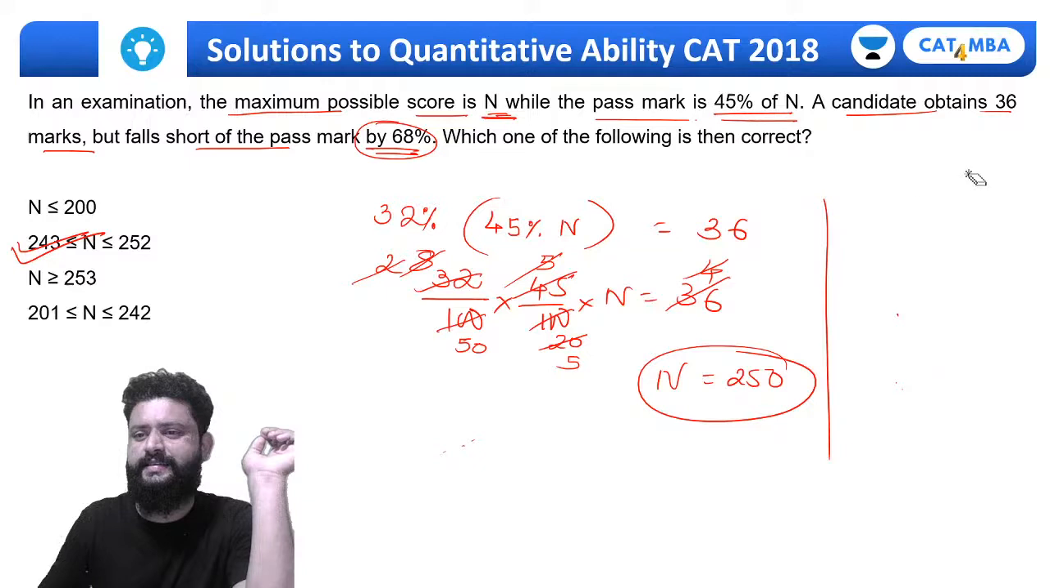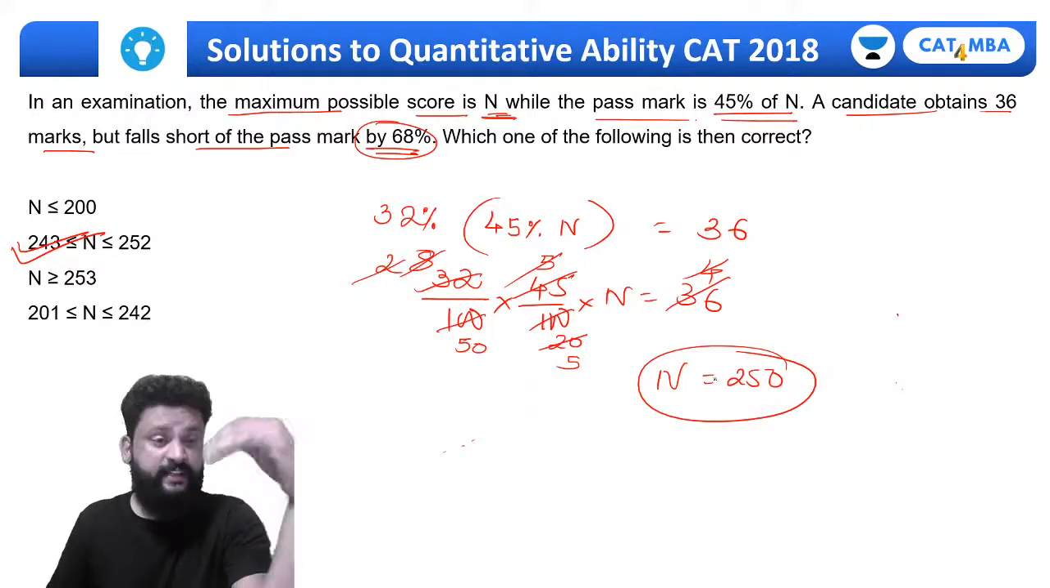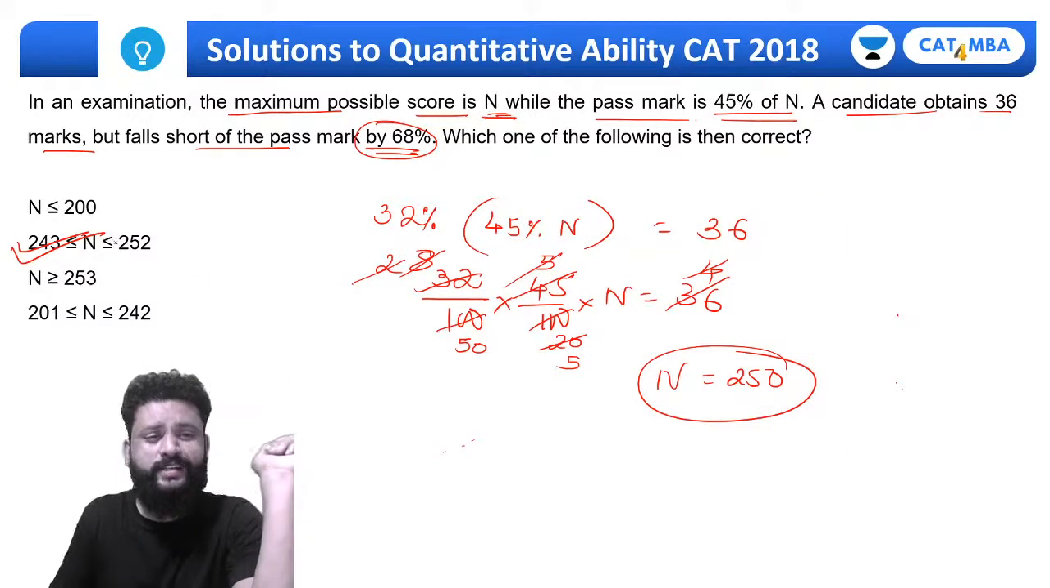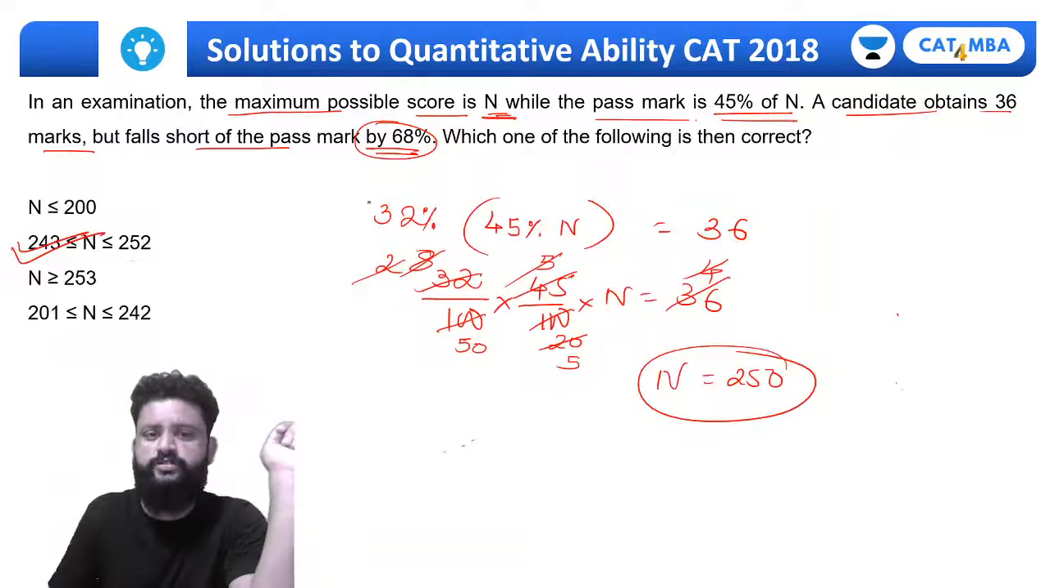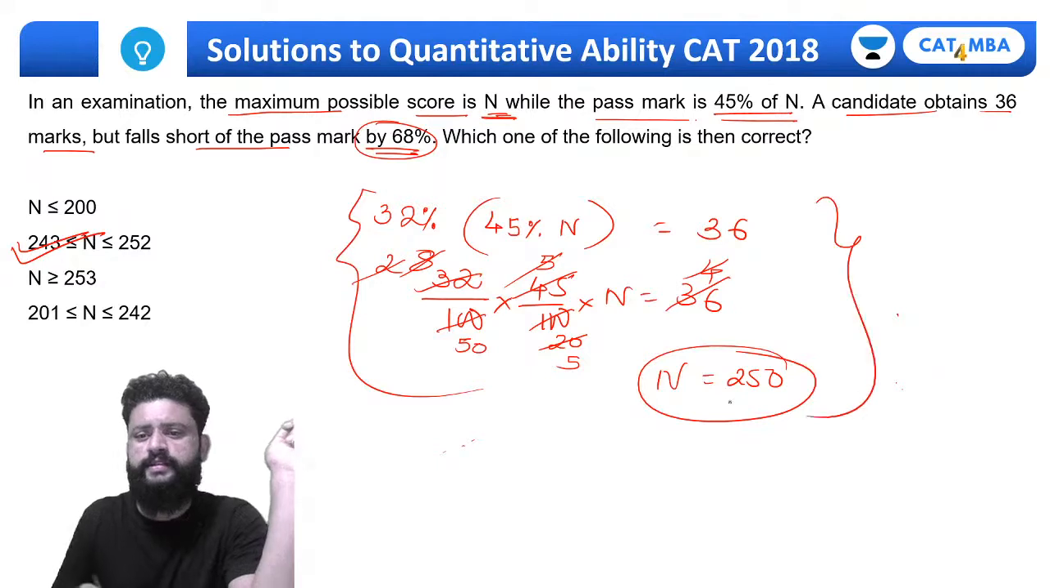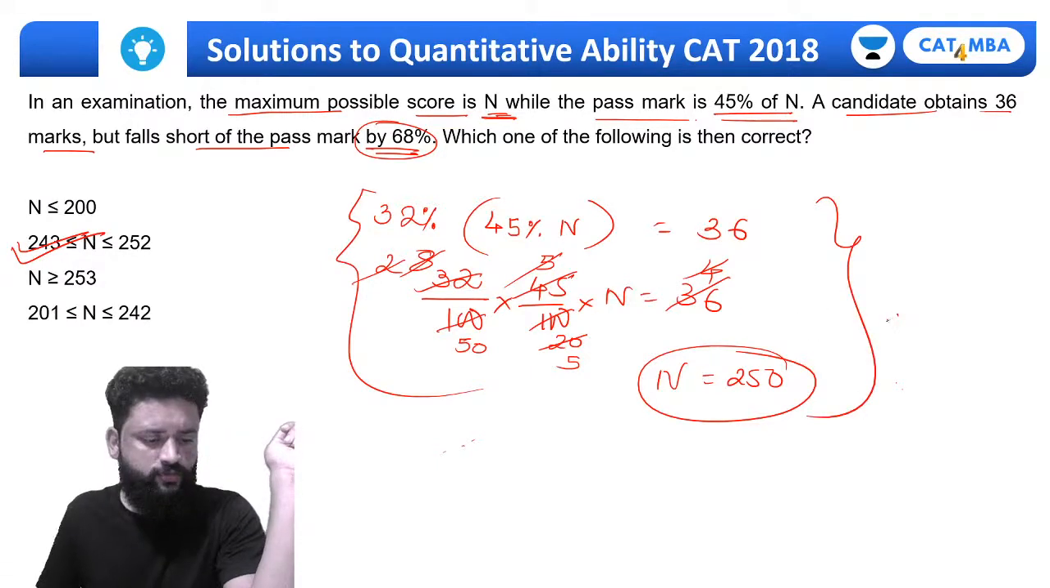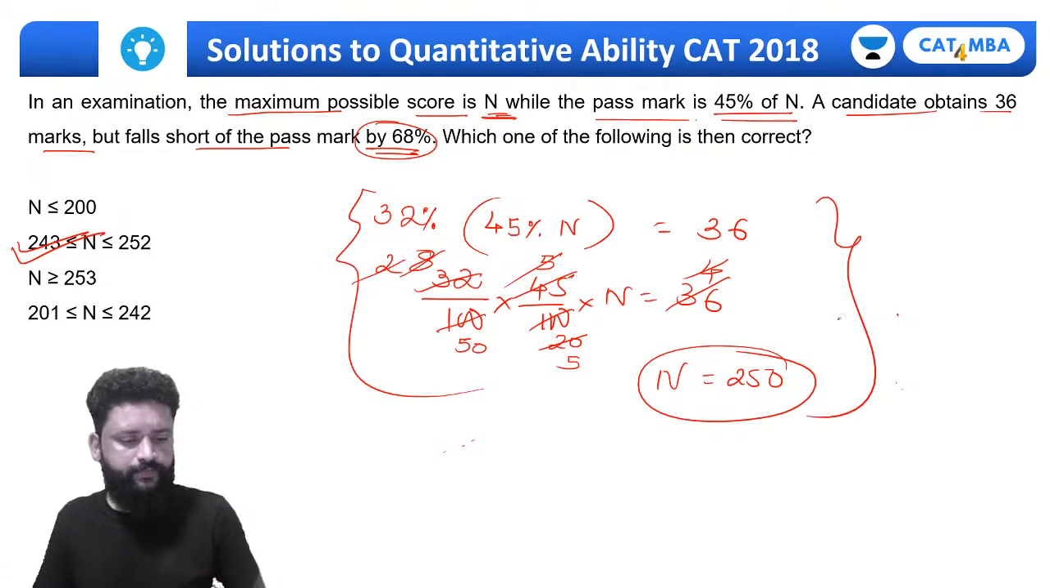You can easily get the exact answer rather than getting into the approximation, because the range is a bit close, so 253 may seem possible to someone, and a little confusion can remain. So you can just simply get into the calculation and get the value of n as 250. That's quite easy to calculate.